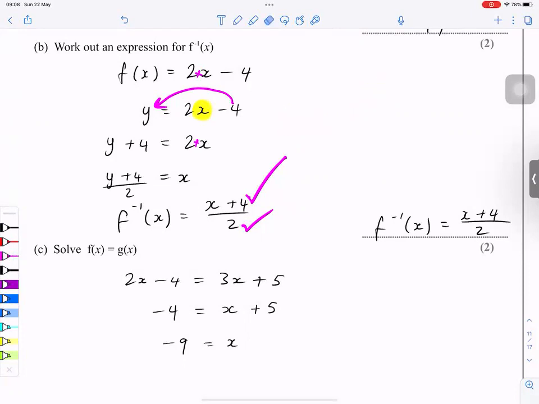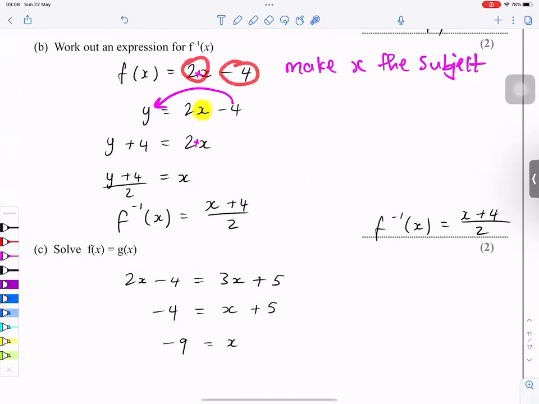So for this type of question, f inverse means make x the subject. That's the best way to look at it. Make x the subject. And you can look at it, you start with minus 4 and times 2. The inverse will be plus 4 and divide by 2.